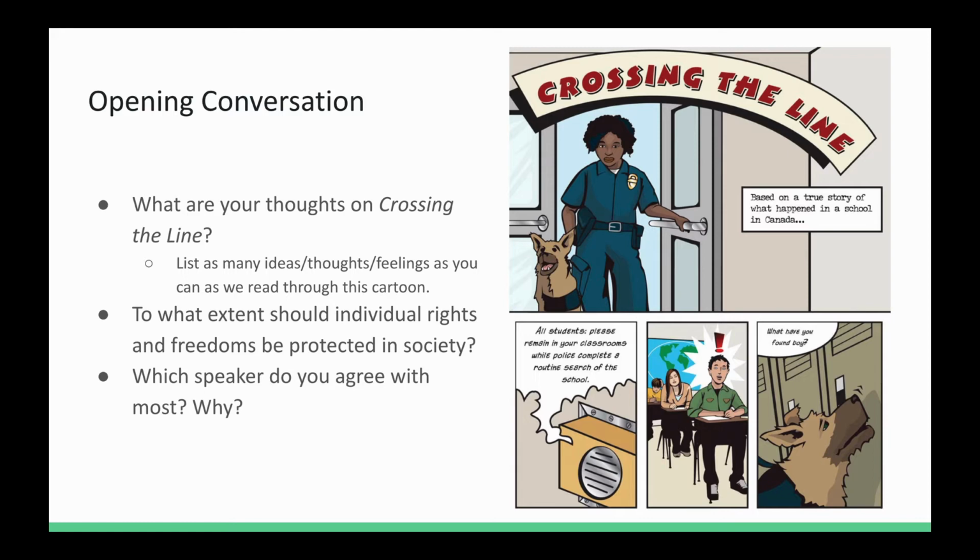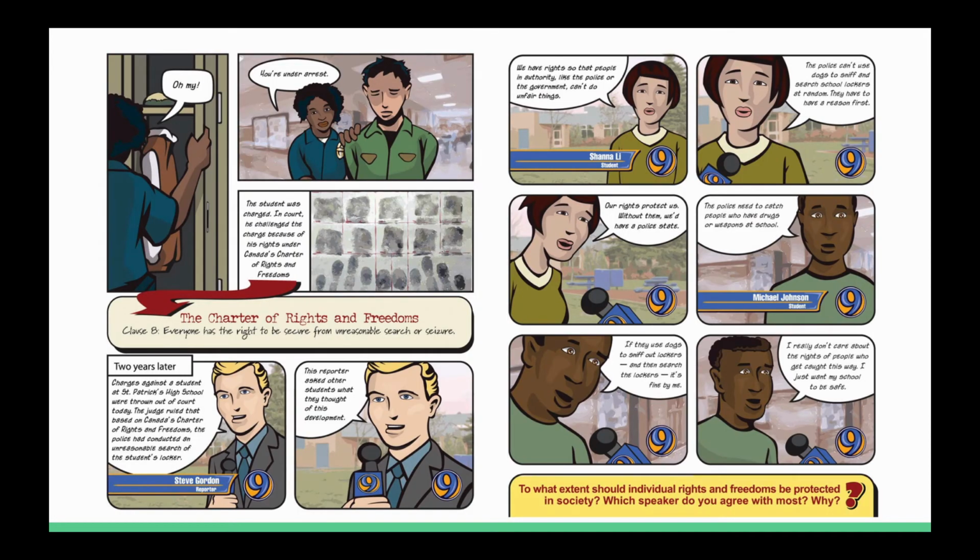All students, please remain in your classrooms while police complete a routine search of the school. What have you found, boy? Oh my, you're under arrest. The student was charged in court. He challenged the charge because of his rights under Canada's Charter of Rights and Freedoms.